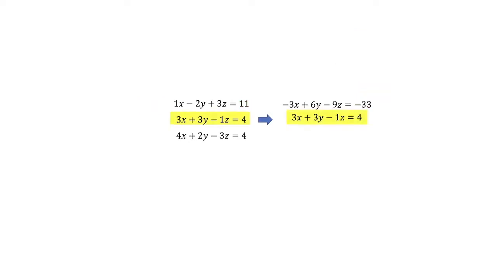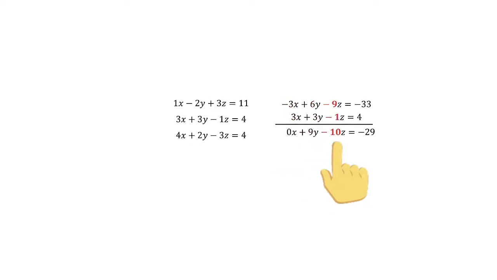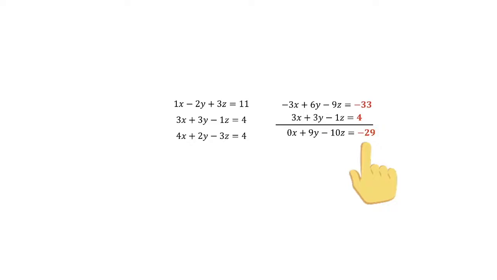And I'll just bring the second equation over, right? So this is kind of our scratch work on the right. And I'm just going to add these equations right here. So I'm going to add the first and the second equations together, and I'm going to get this. So minus 3 plus 3 is 0. That's for the x's. 6 plus 3 is 9 for the y variable. Minus 9 minus 1 is minus 10 for the z variable. And on the right-hand side, minus 29. So that's it. I got the 0 where I wanted it to be.